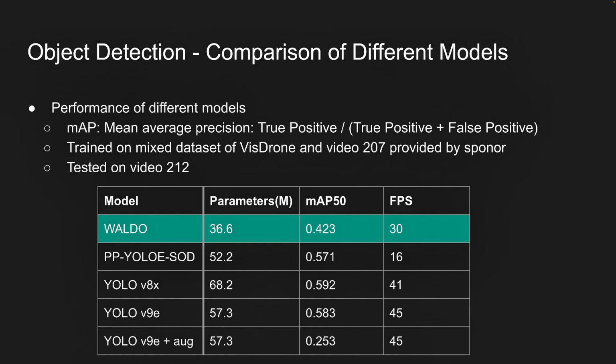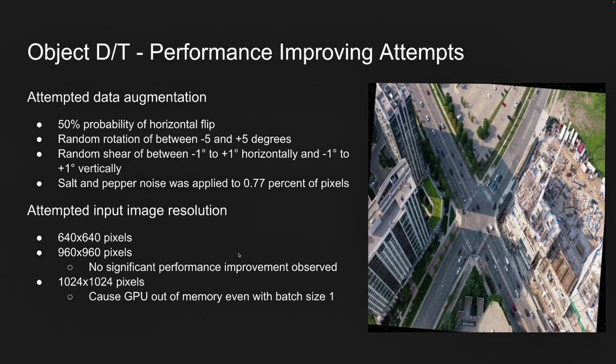For example, the YOLO V9 trained with augmented datasets has lower performance, or lower mAP, that is mean average precision, than the YOLO V9 trained with the original dataset. Therefore, both attempts require further improvements with better GPU and better augmentation configurations.